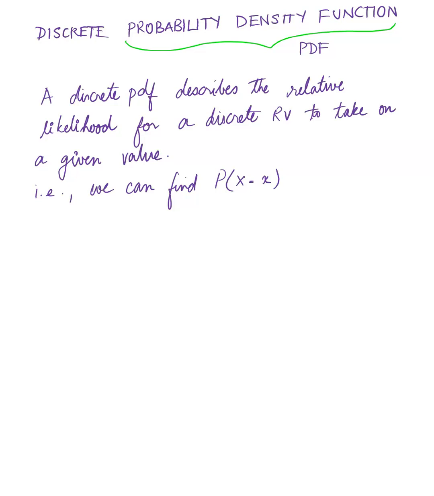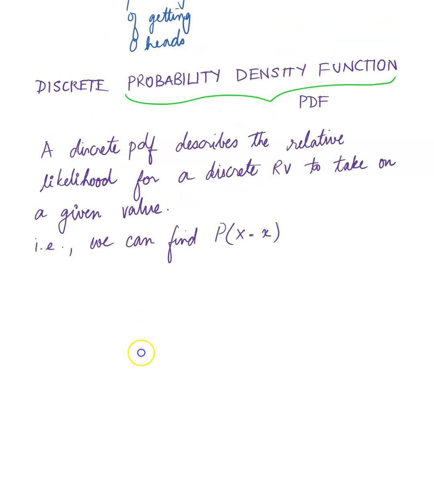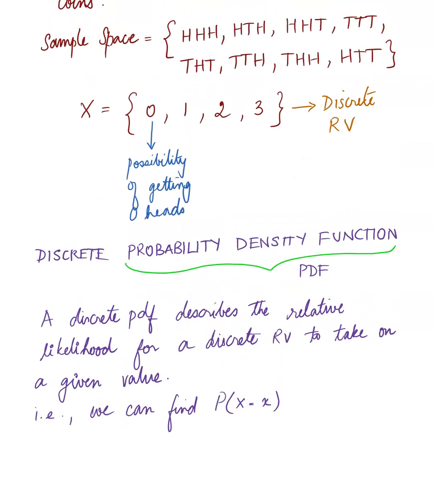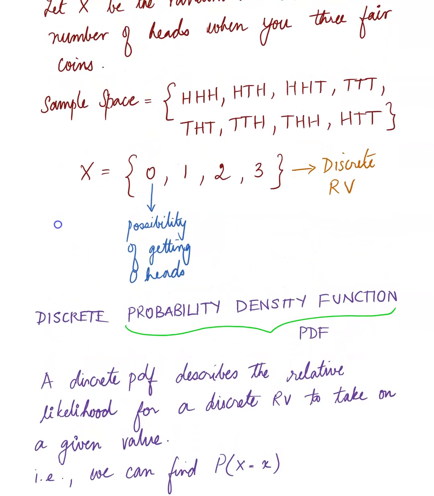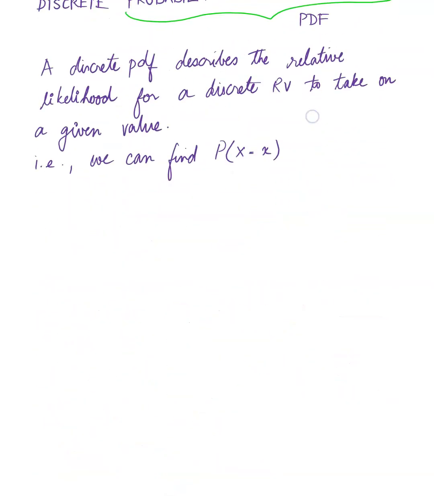So the best way to understand this is to go back to our flipping 3 coins example and build a distribution out of it. So to build the distribution, I need the x column and the p of x column. Okay, so let me do that here.